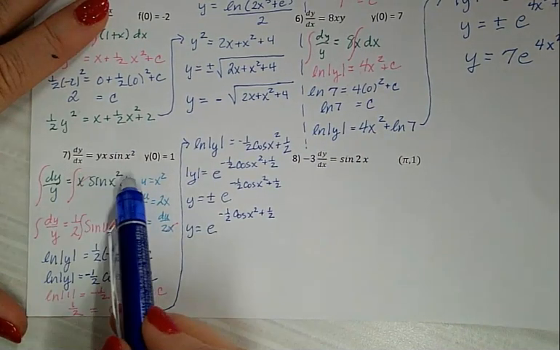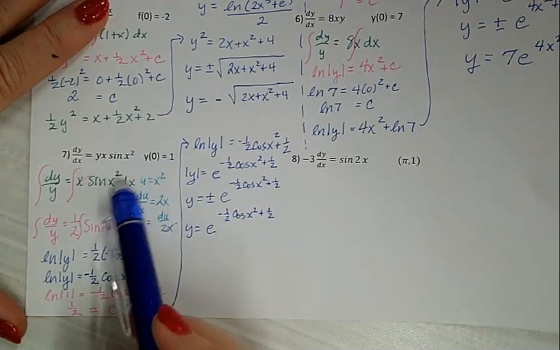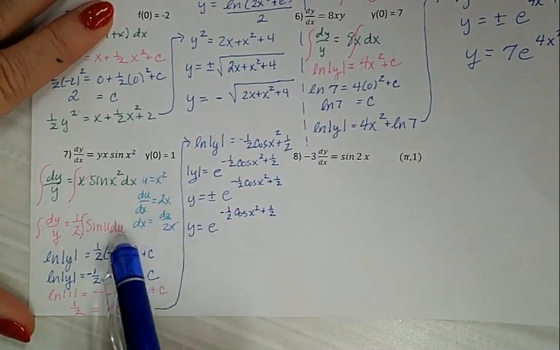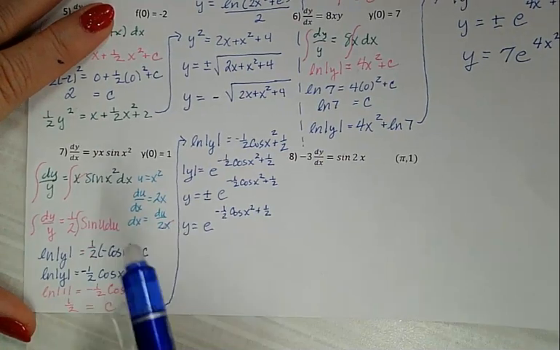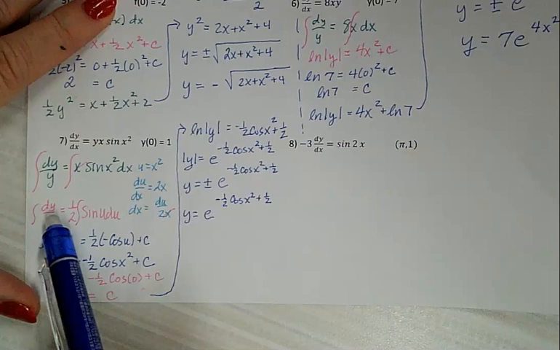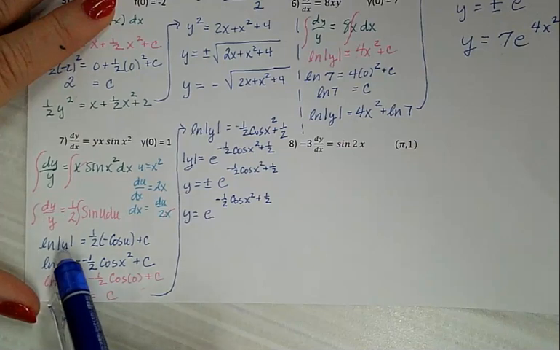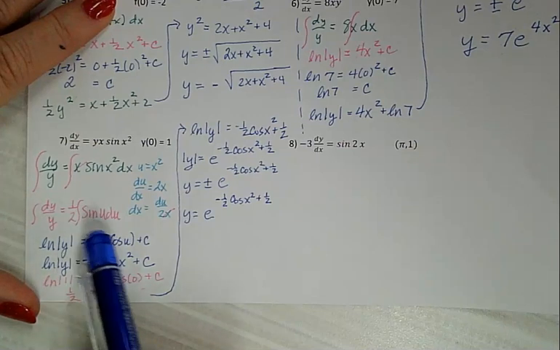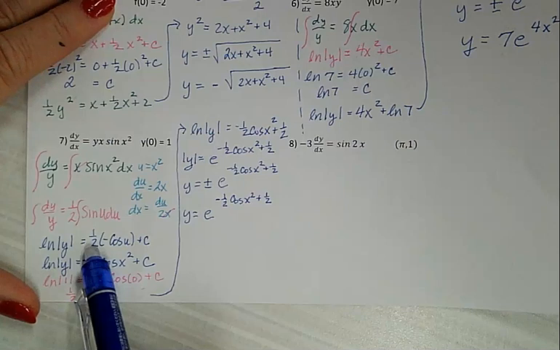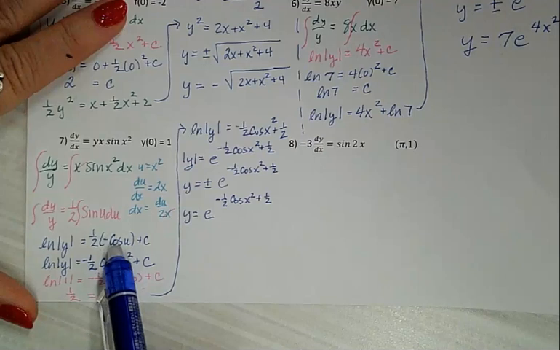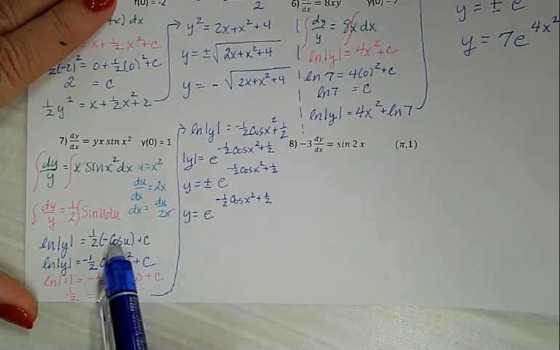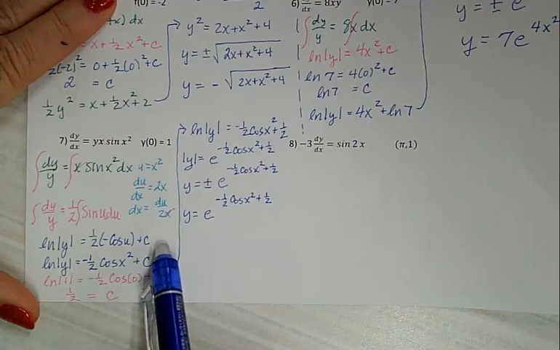Okay, so we separated our variables. We needed u sub on this side, so we had to rearrange this before we could actually integrate, because remember we have to integrate both sides at the same time. So then when we integrate the dy over y, we get natural log of y. We have the 1/2 for the constant that was left after we canceled the x's here, so we have that 2 in the bottom. And then when we integrate sine of u, we're going to get negative cosine of u, and then we have our plus c.